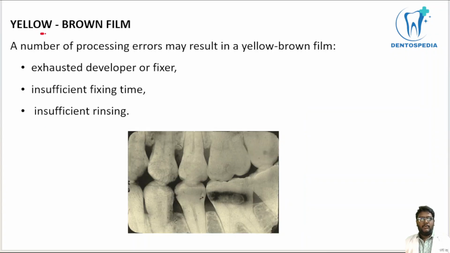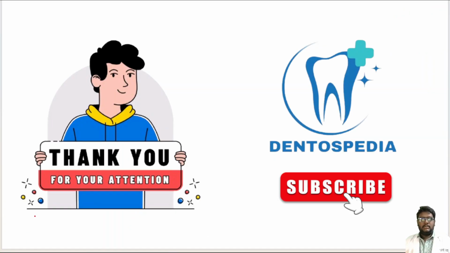And coming to the yellow brown film, it mainly occurs due to various reasons: using exhausted developer and fixer, insufficient fixing time, or insufficient rinsing with water. So we will get this kind of error where we can see a yellowish brown film. That's why we have to follow the ideal protocol during the exposure and also during the film processing. So this is the end of the session.